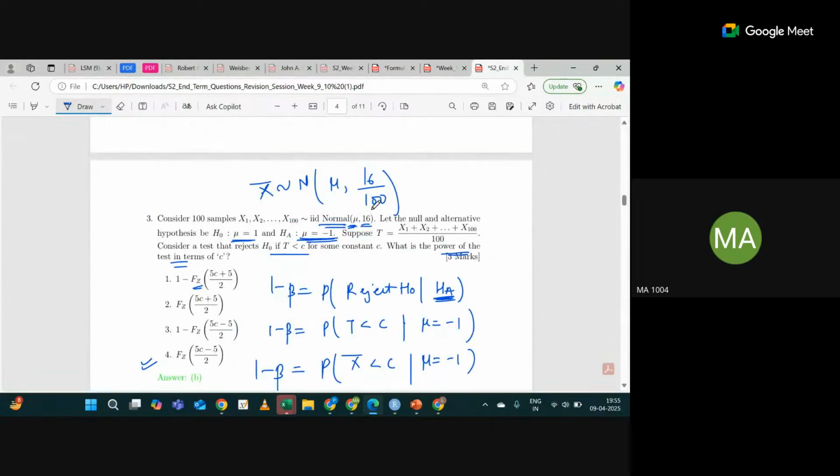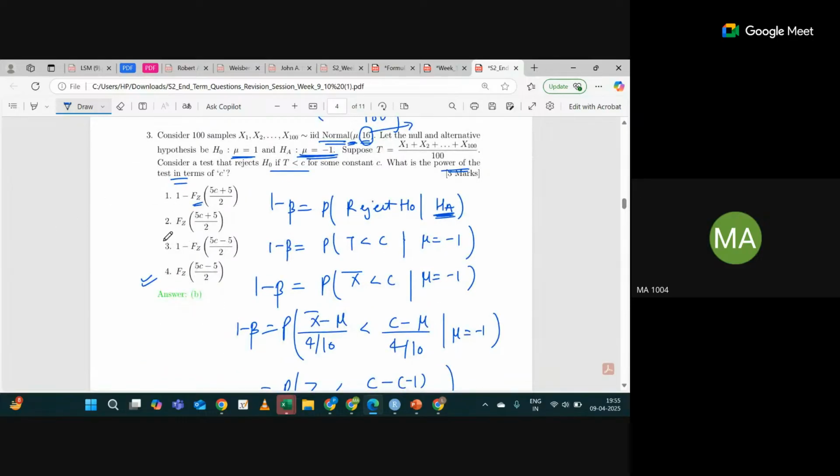One more thing to keep in mind: here, the 16 was given. Suppose this is not given to you, then you go for a t test. The option will look like 1 minus F of T with n minus 1 degrees of freedom. Why 99? Because n minus 1 degrees of freedom: if n is 100, then 100 minus 1 is 99.